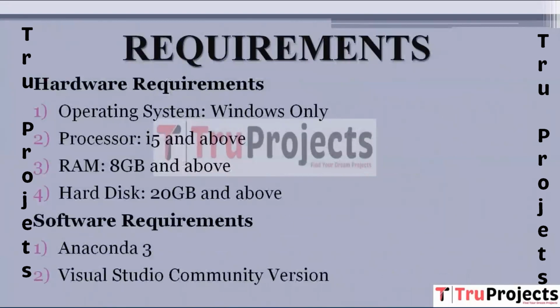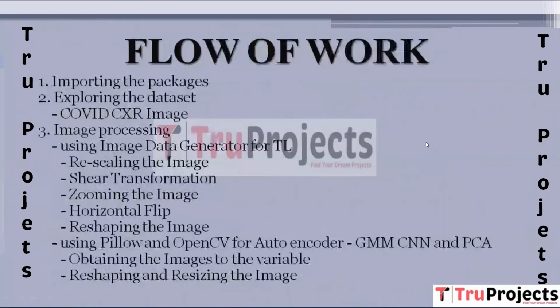Now coming to the requirements part, here we have two types of requirements, the hardware requirements and the software requirements. In hardware requirements, the Windows operating system is required, processor i5 and above, minimum 8 GB of RAM, and hard disk 20 GB and above. Coming to the software requirements, Anaconda is required and Visual Studio Community version is required.